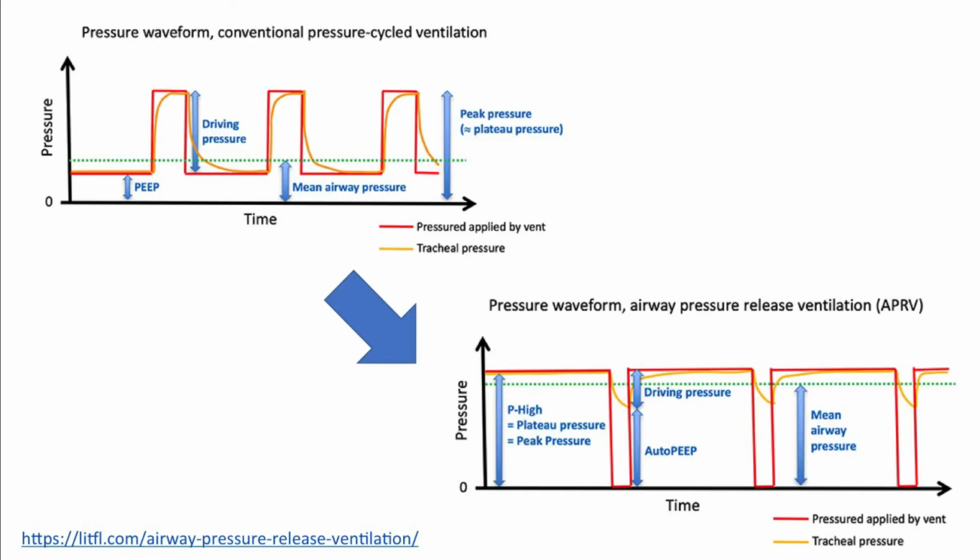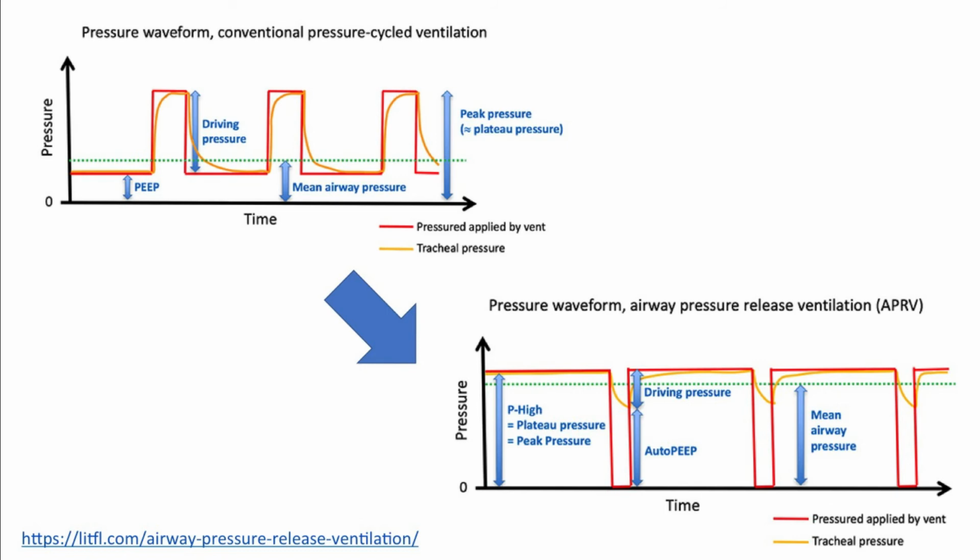The red is the pressure applied by the ventilator. So you go from your PEEP to your inspiratory pressure, and then back down again. It's completely different in APRV. If you look on the bottom right, the red line is at the top, so you spend most of your time at a high pressure, and you have a fraction of a second, 0.2 to 0.6 of a second, where you breathe out.